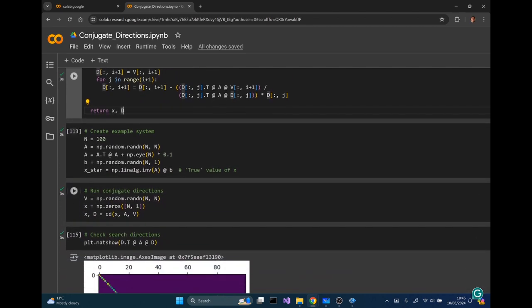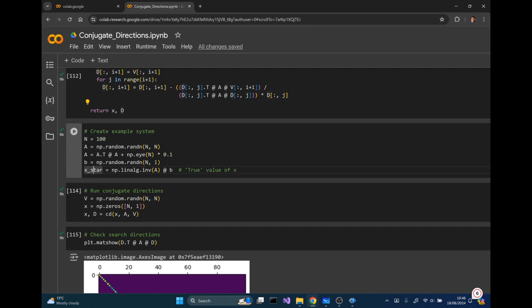So that's the algorithm. Here we're going to create an example system. I've chosen n to be 100. I've made a matrix A that's positive definite, and I've picked the vector B randomly. To check that our solution is correct, I'm going to check against an approach where we do in fact compute the full inverse of A.